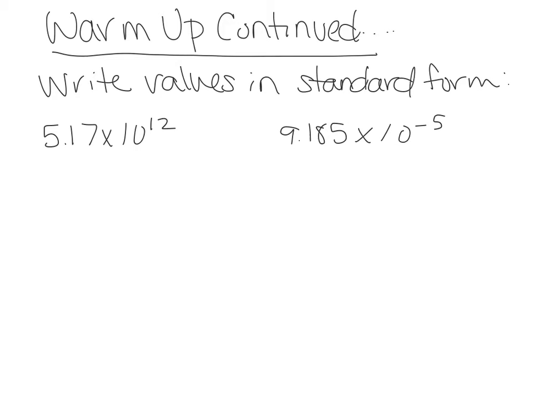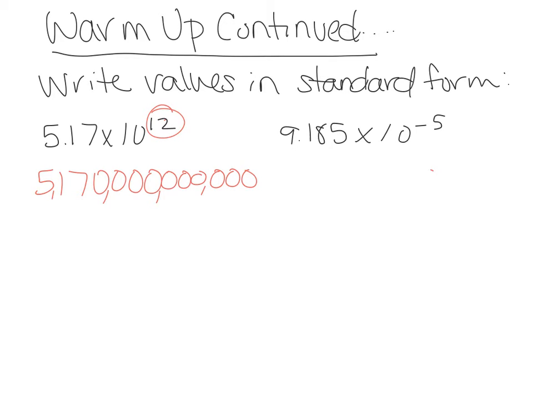Okay, so you should have 517, and you need to move the decimal point 12 times because of this exponent. It started out between the 5 and the 1. You're going to count 12 times. 1, 2, well, I need 10 more, so I'm going to add 10 zeros. 1, 2, 3, 4, 5, 6, 7, 8, 9, 10. So you have this nice, ginormous number.